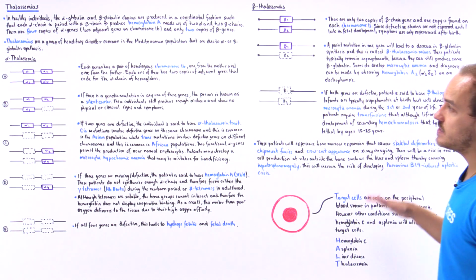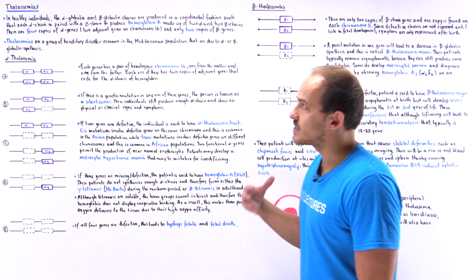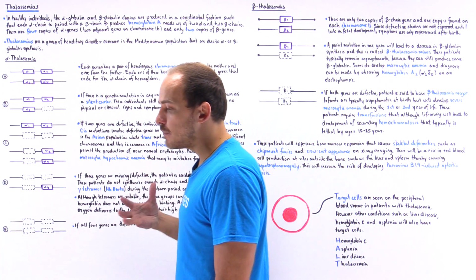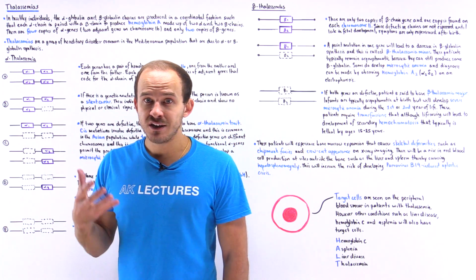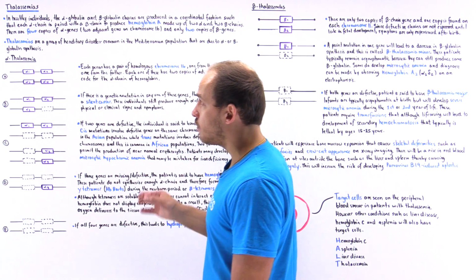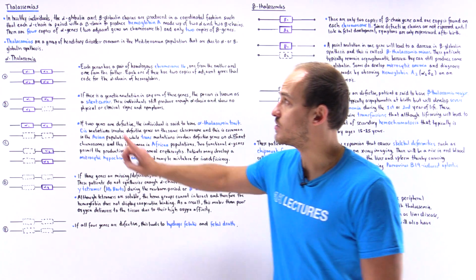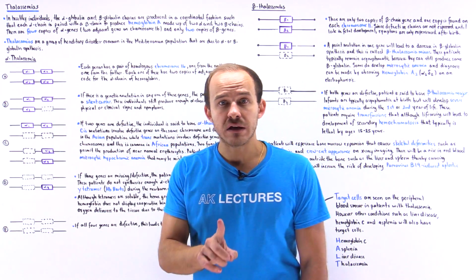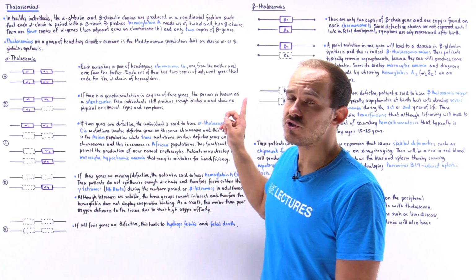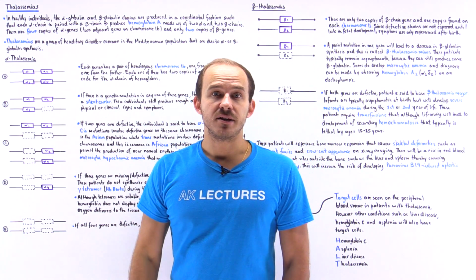So to summarize, thalassemia is a very common type of hemoglobinopathy in which we either have a problem in producing alpha chains, known as alpha thalassemia, or we have a problem in producing beta chains, leading to beta thalassemia.